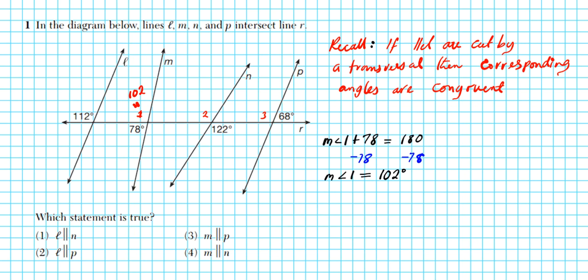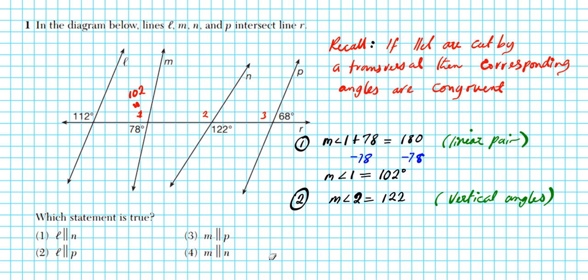Now let's look for the measure of angle 2. So for angle 2, it's vertical angles with 122. So measure of angle 2 is equal to 122. Okay, let's put the reasons here. This one is a linear pair, and these 2 form vertical angles, and we know that vertical angles are congruent. Okay, so measure of angle 2 is 122 degrees.